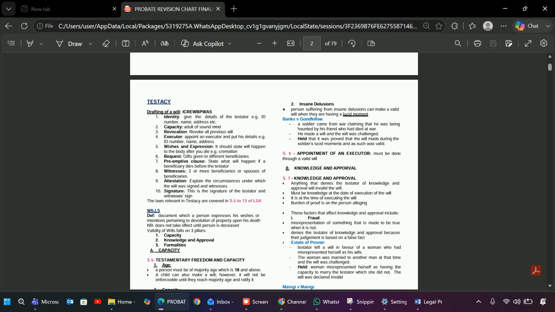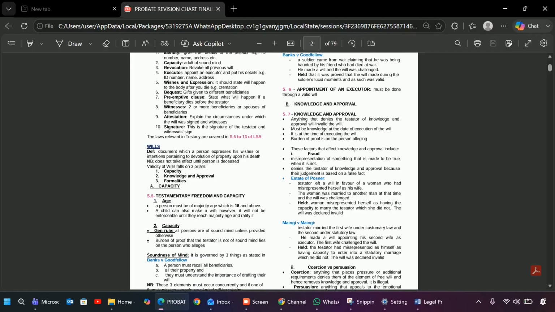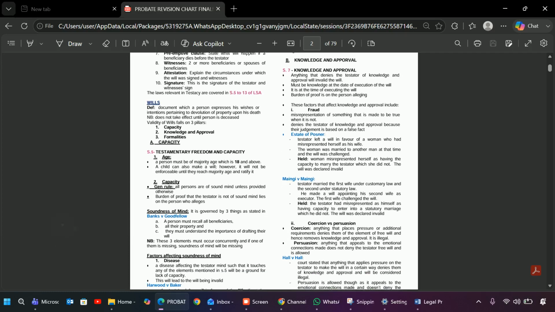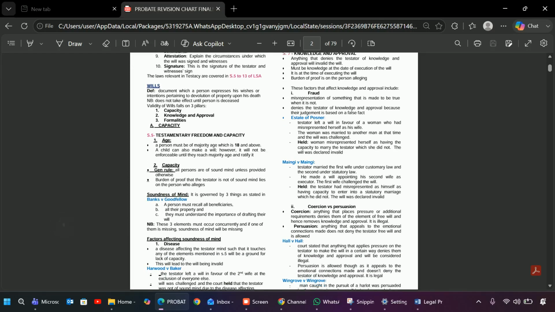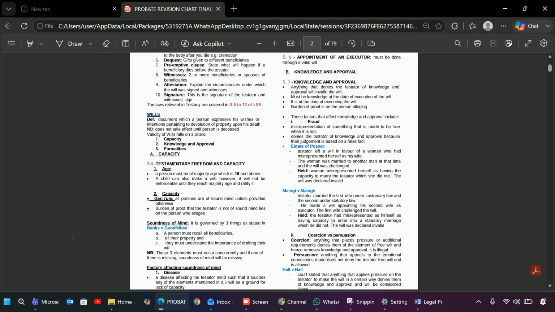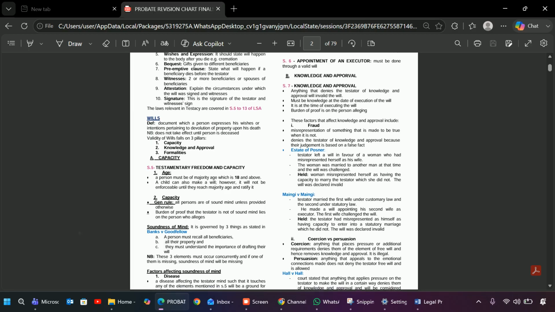We have fraud, misrepresentation of something that is made to be true when it is not, denies the testator of knowledge and approval because their judgment is based on a false fact. We have a decision, Estate of Posner. A testator left a will in favor of a woman who had misrepresented herself as his wife. The woman was married to another man at the time and the will was challenged. It was held that the woman misrepresented herself as having the capacity to marry the testator, which she did not have, and therefore the will was declared invalid.